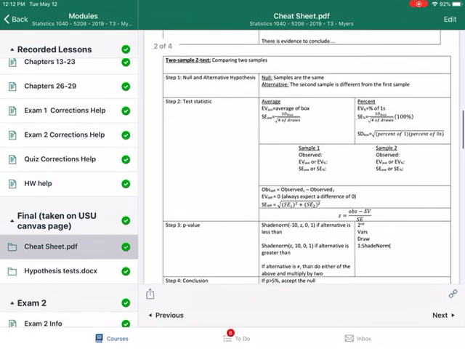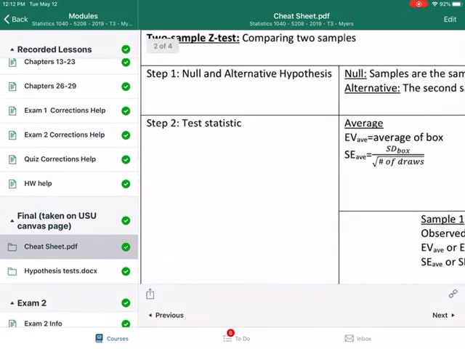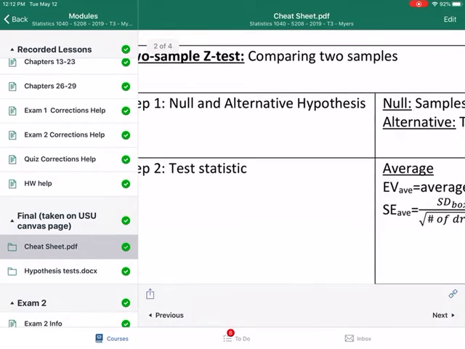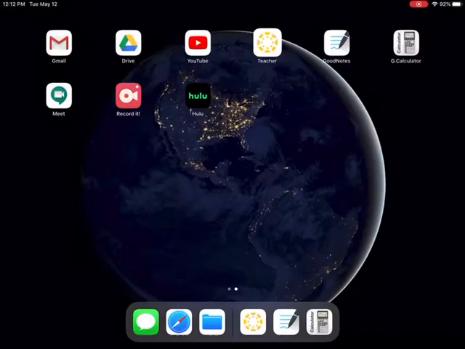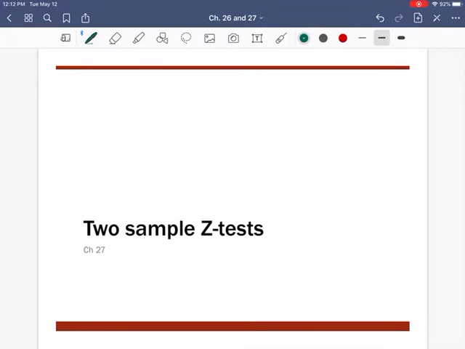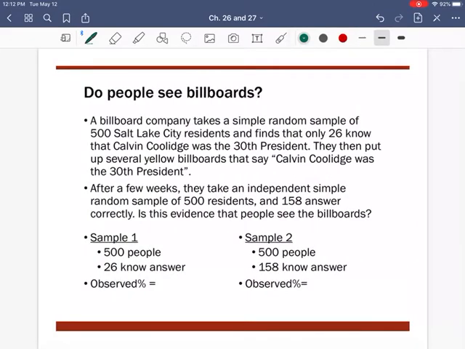Okay, so we've covered 2 types of hypothesis tests so far. We've got our z-test, our t-test, and now we're going to talk about our 2-sample z-test. You use a 2-sample z-test if you're comparing 2 samples. So we'll see a couple examples of that as we go through this.